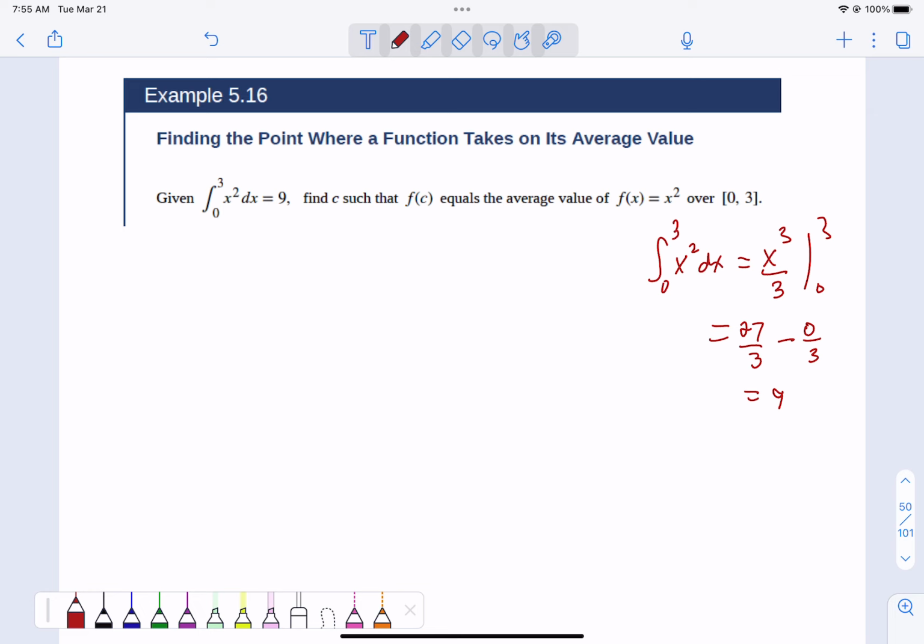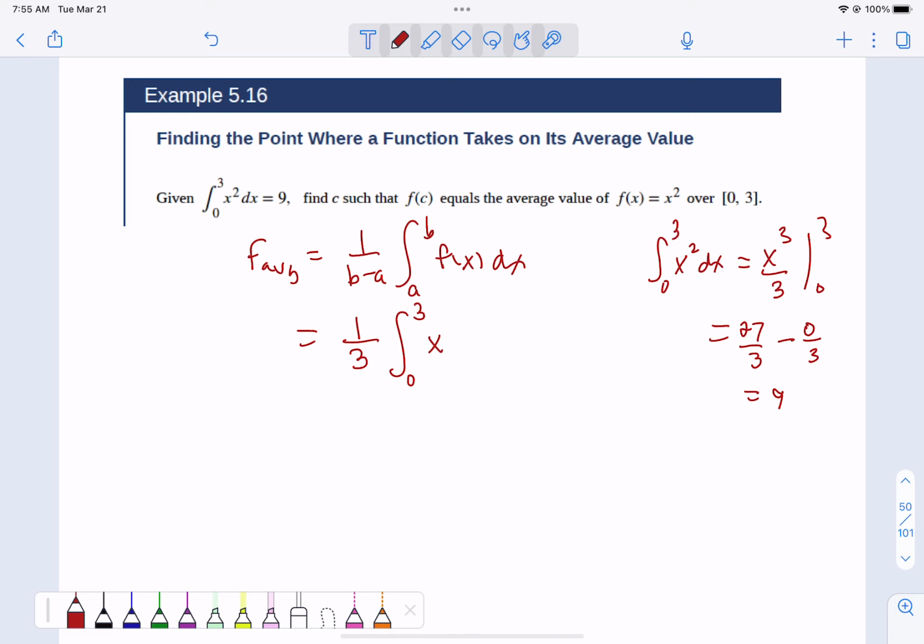So let's find the c where f of c equals the average value over 0 to 3. Now, what's the average value? Well, remember, the average is 1 over b minus a, integral from a to b of f of x dx. Now, let's plug in everything we know. The b is 3, the a is 0, our function is x squared. So this is 1 over 3 minus 0 times the integral from 0 to 3 of f of x dx. Now, we've already calculated that the integral from 0 to 3 is 9, so that's 1/3 times 9, or 3. So the average value is 3.